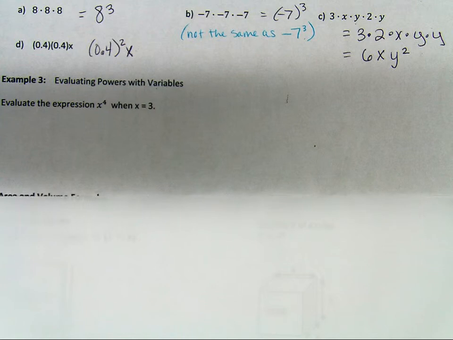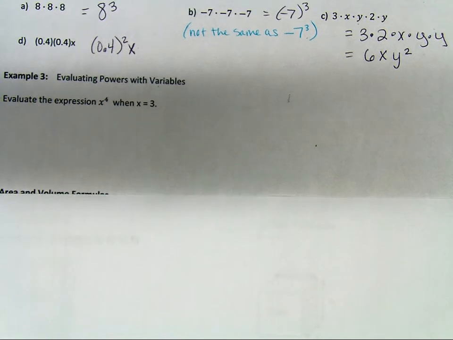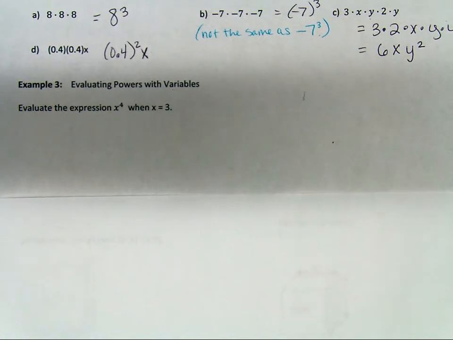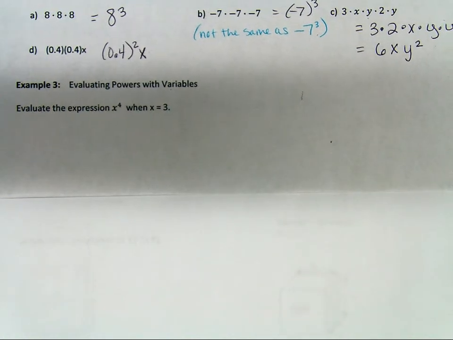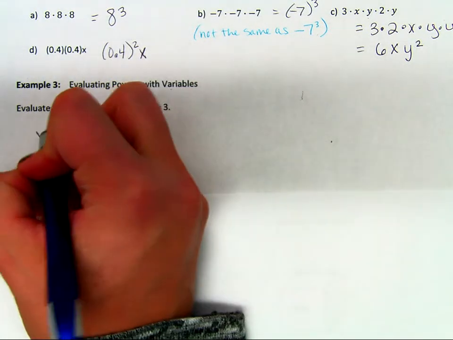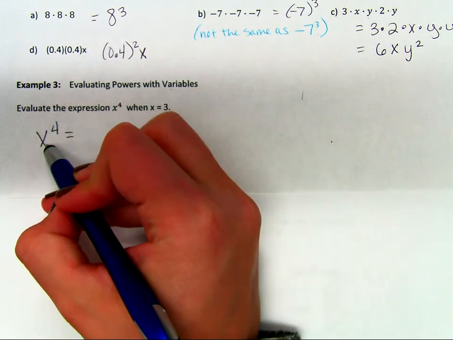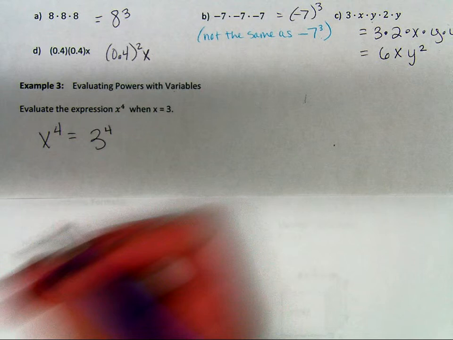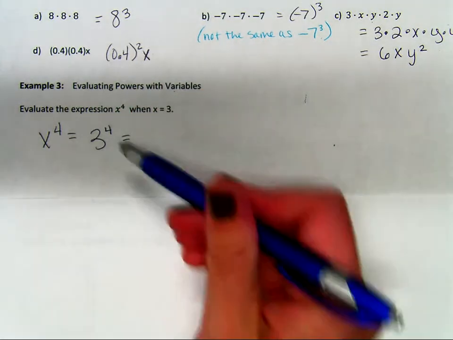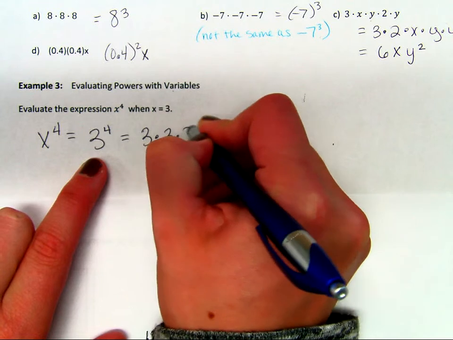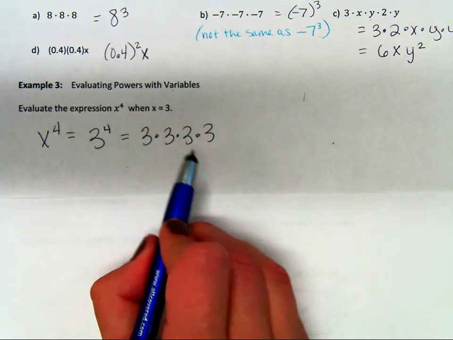Okay, next I'm going to look at evaluating powers with variables. So this says evaluate the expression x to the 4th when x equals 3. Evaluate means come up with a value or a number. So I know x is 3, and I want to find x to the 4th. If x is 3, I'm going to substitute a 3 in for that x. I get 3 to the 4th. And 3 to the 4th means not 3 times 4, it's not 12. This means multiply 3 with itself 4 times.